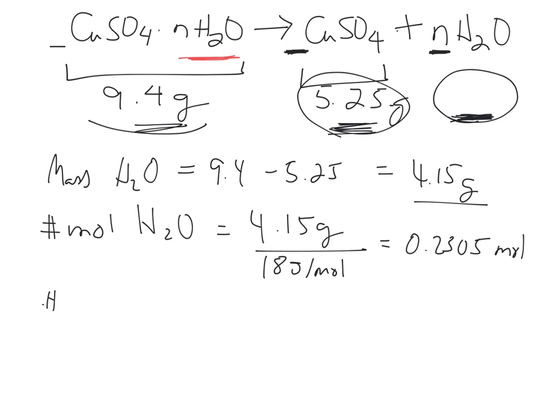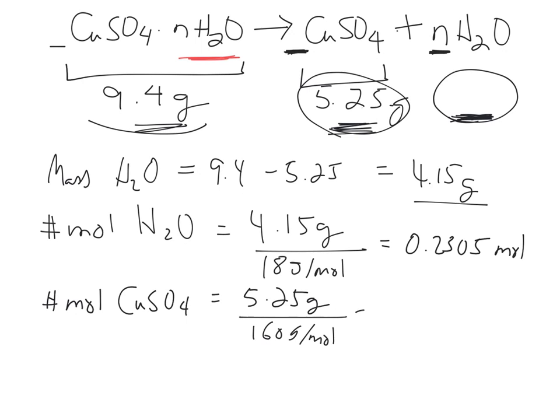Then the number of moles of the copper sulfate is just 5.25 grams divided by 160 grams per mole, which is the molar mass of copper sulfate, and that gives you 0.0328 moles.